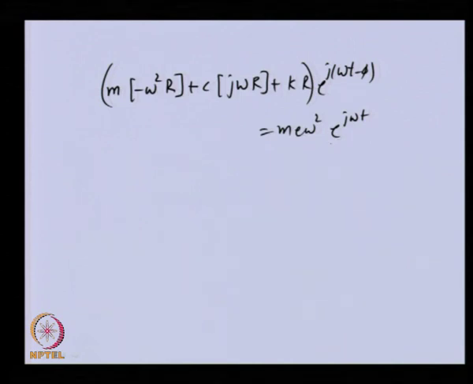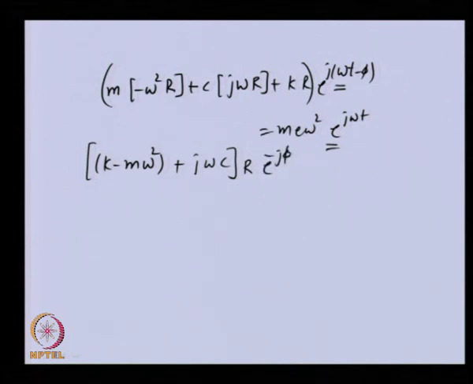Now, you can see the e^(j omega t) on both sides will vanish, and we will be left with this particular equation. I can simplify this also. I can combine the real part in one place and the imaginary part in another place, and R is common, e^(minus j phi) is equal to m e omega square. Time dependent terms will vanish now. So, this is separate.